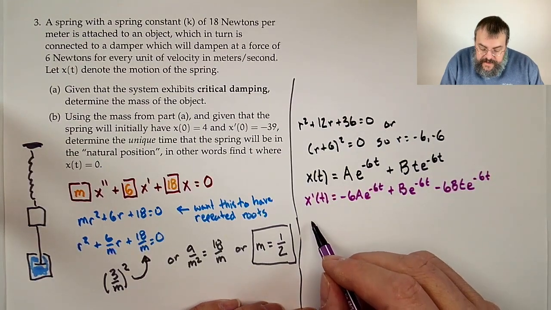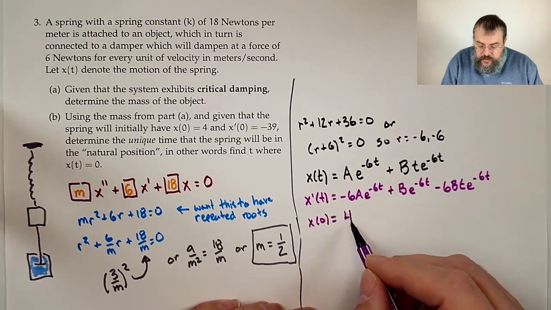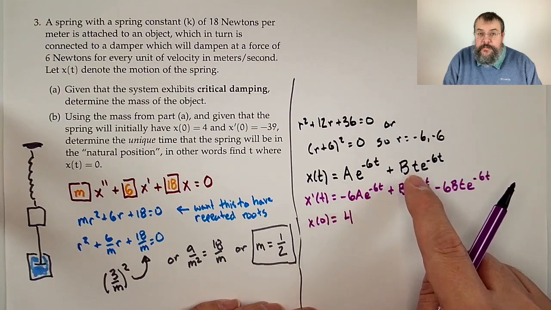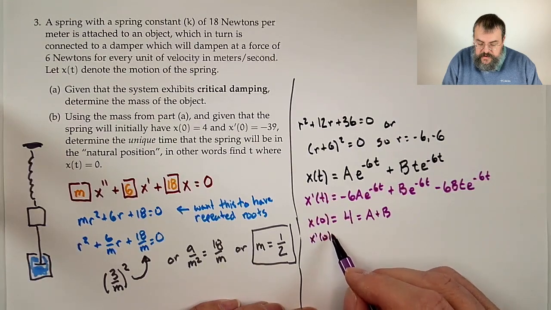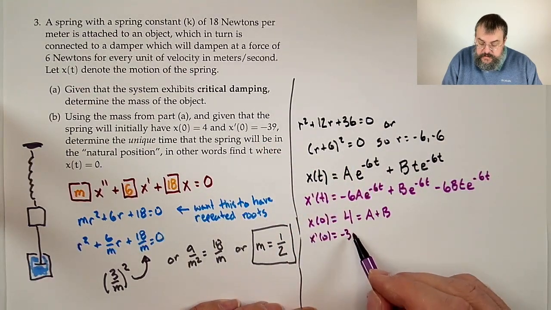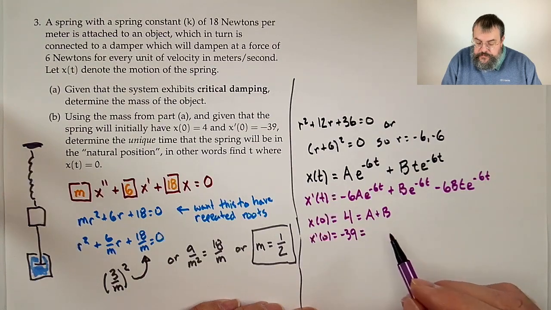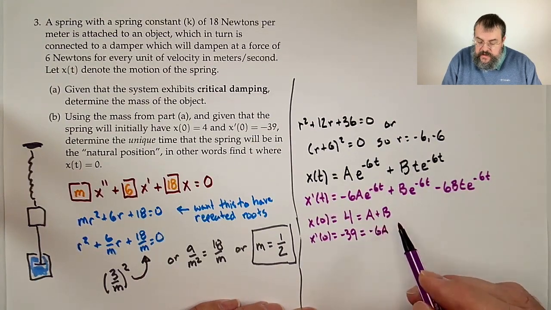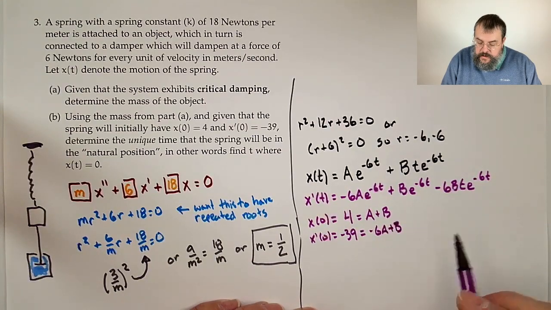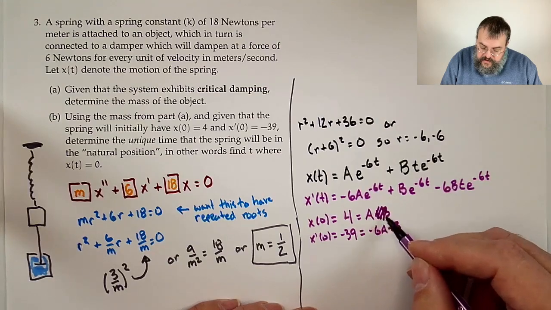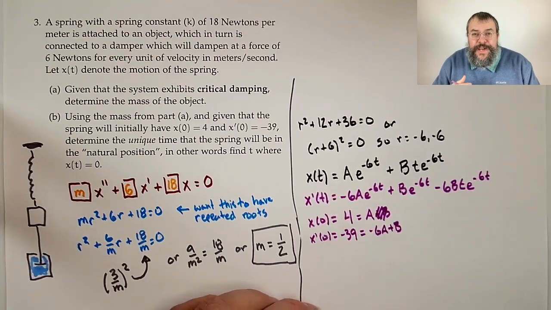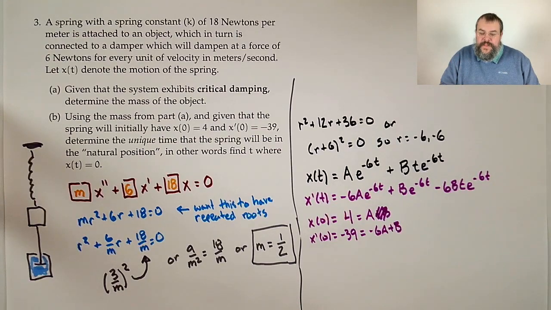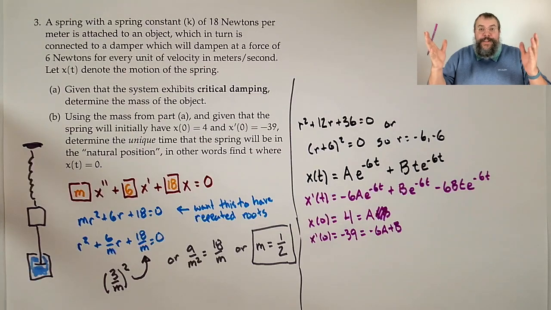All right, so x of 0, we know that's 4, and that's equal to a plus b. Okay, so 4 equals a plus b. x prime of 0 is negative 39. Well, what does that equal? Well, minus 6a plus b. Oh, whoops, why did I say a plus b? Just a. I forgot to plug in the 0. Sometimes you're going too quick. Slow down. So 4 equals a. Well, that's easy. That says 4 is a.